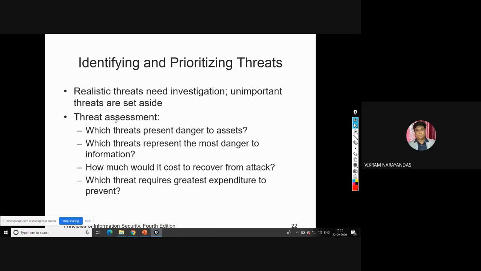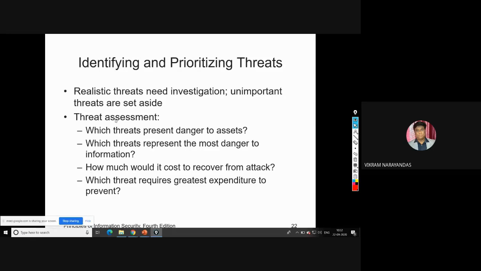An asset may be people, it may be hardware, it may be software, it may be a procedure, it may be data. Which threats represent the most danger to the information we process? How much would it cost to recover from the attack? You want to do some analysis. You want to identify, you want to prioritize the threats first of all, and you want to do some analysis to recover from that attack.